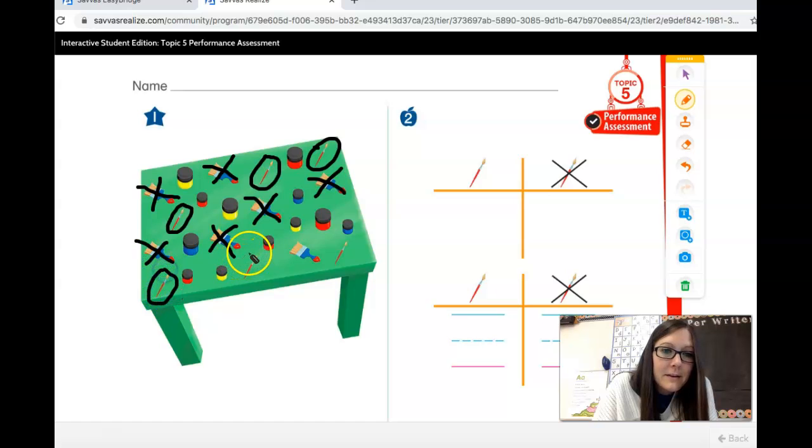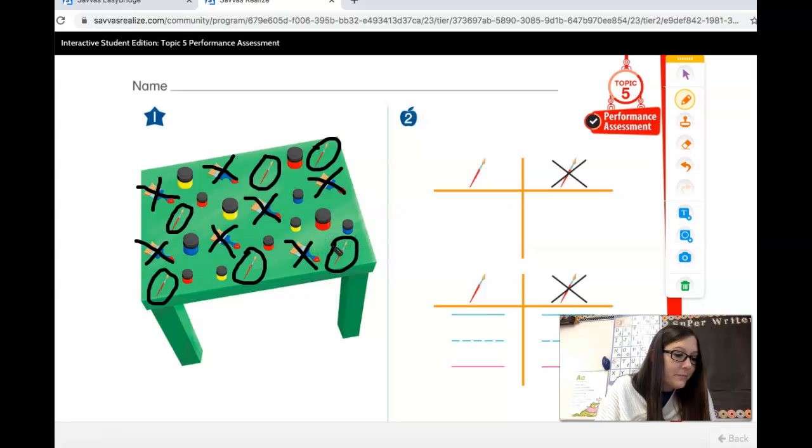Little. Here's another little one. And not little. And here is a little one. Very good. All right, so we've done the first part. Now I want you to draw lines, tally marks on this chart to show how many.